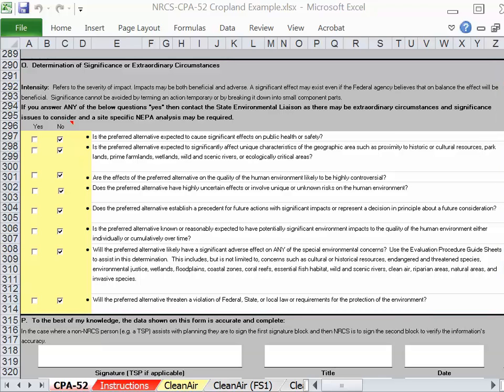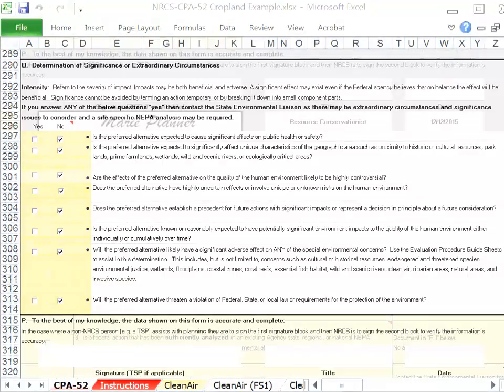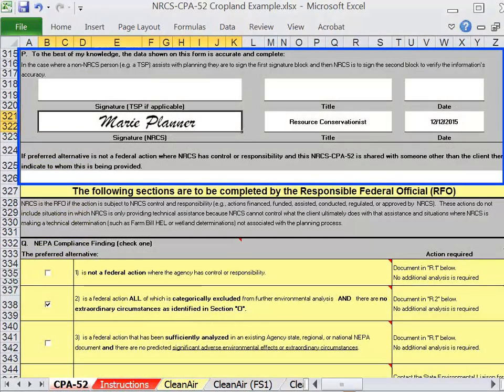If Marie had answered any of the questions yes, then she should have contacted her state environmental liaison, as there might be extraordinary circumstances and significance issues requiring consideration, and a site-specific NEPA analysis may be required. Marie concluded with her signature under Section P.